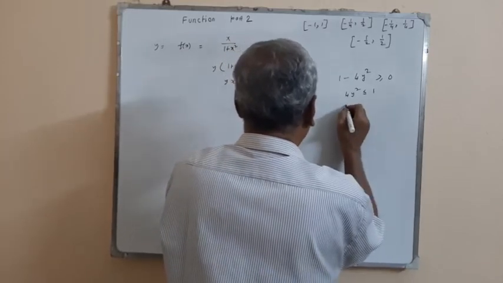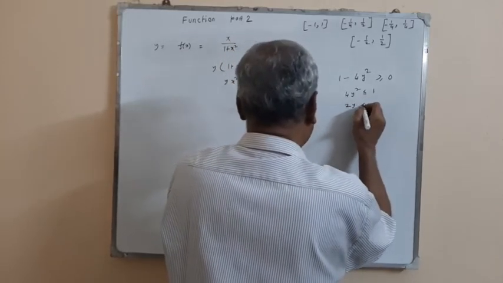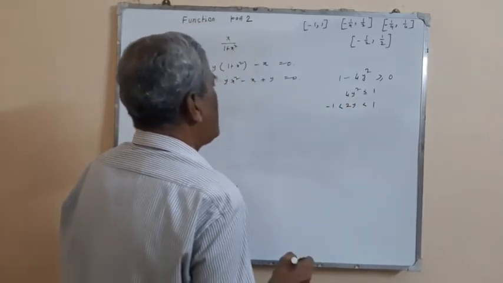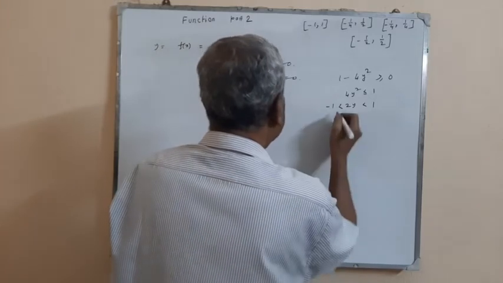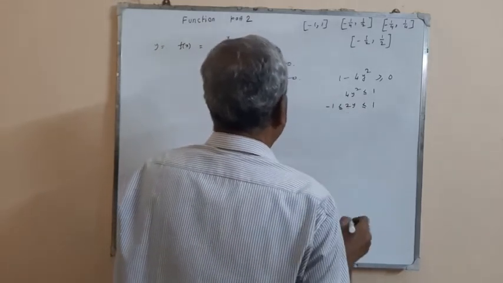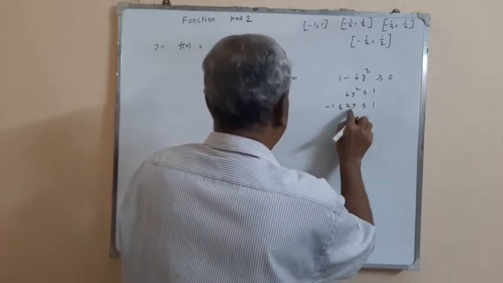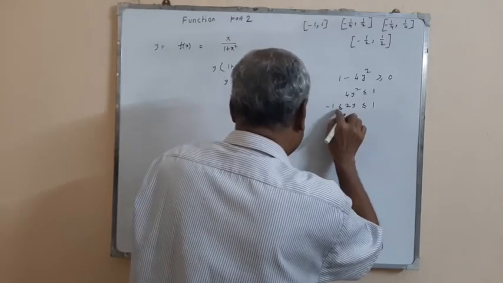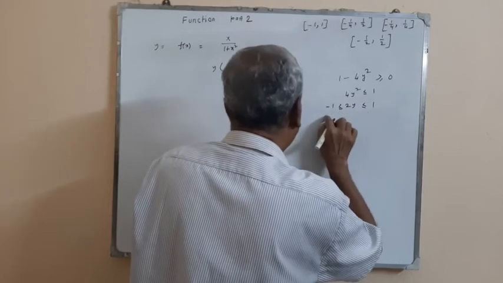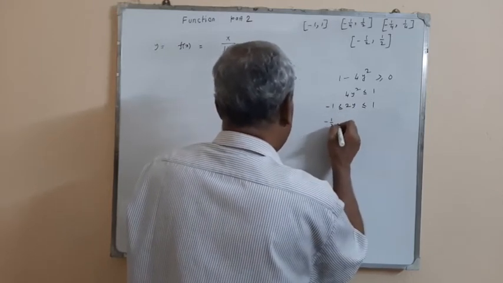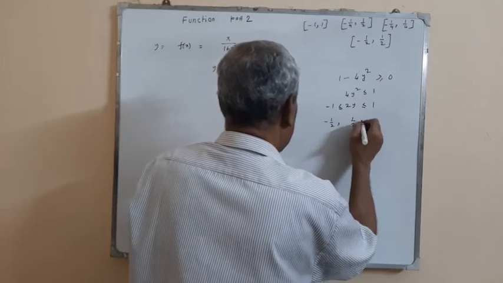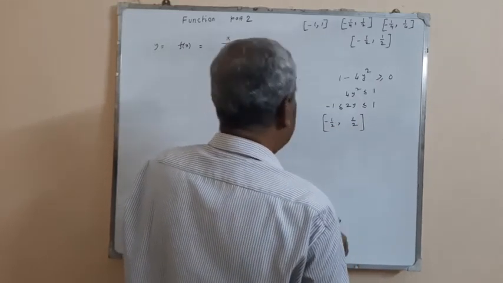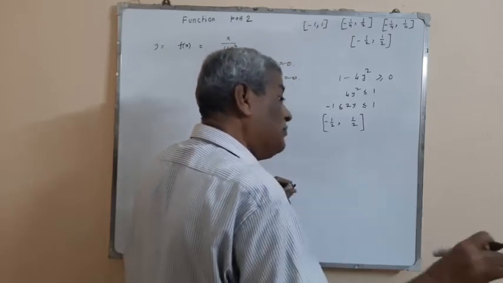That is, 2y is less than or equal to 1 in magnitude. That is, y is less than or equal to half and greater than or equal to minus half. So that minus half to half is the admissible value of y such that the function would be defined.